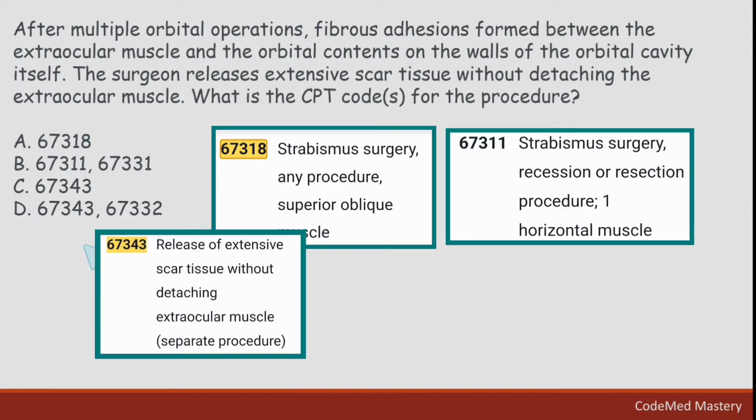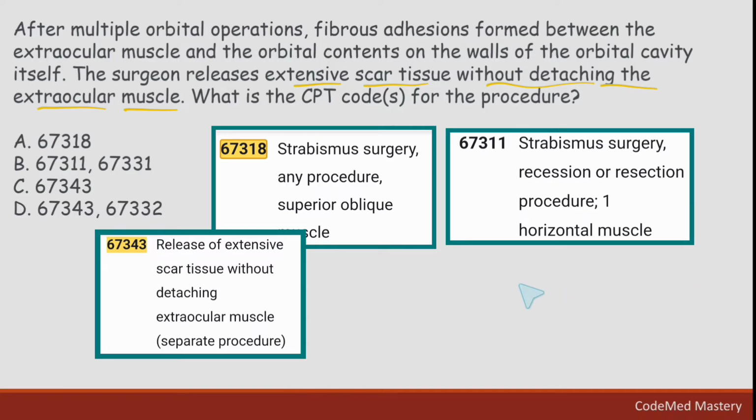So first we'll eliminate the wrong options by using the first codes from each option. Okay, so which among these codes is the right one? The right code is 67343 because they have mentioned release of extensive scar tissue without detaching extraocular muscle. In the scenario you can see they have mentioned the surgeon releases extensive scar tissue without detaching the extraocular muscle. Therefore, the right code is 67343.